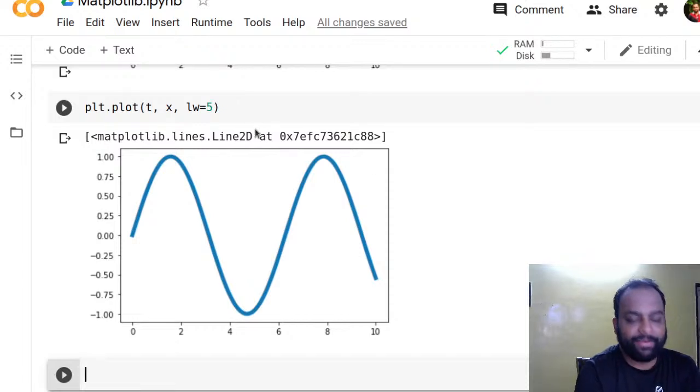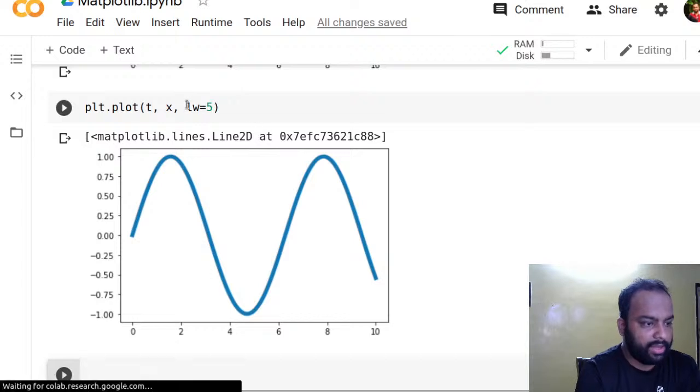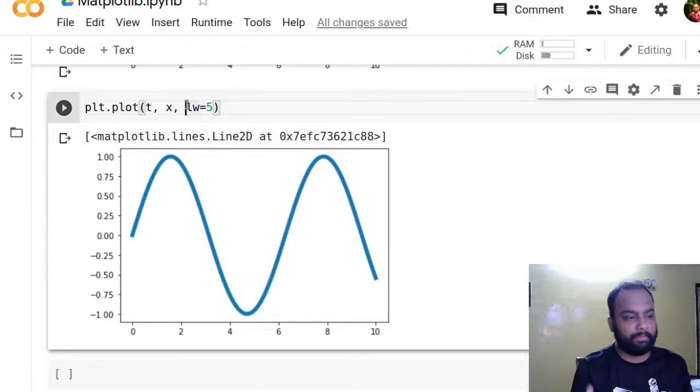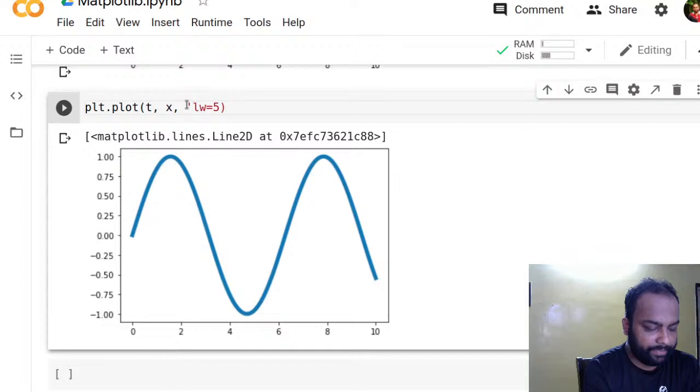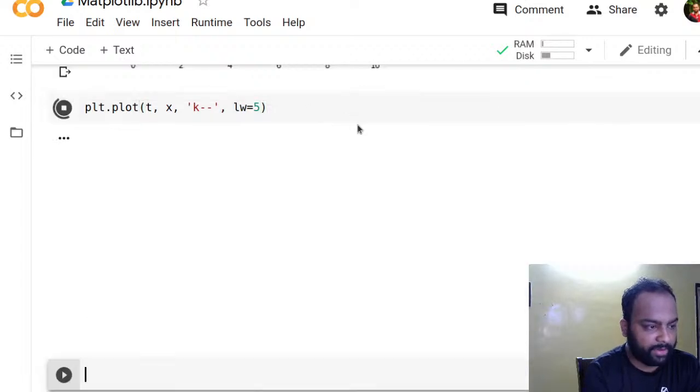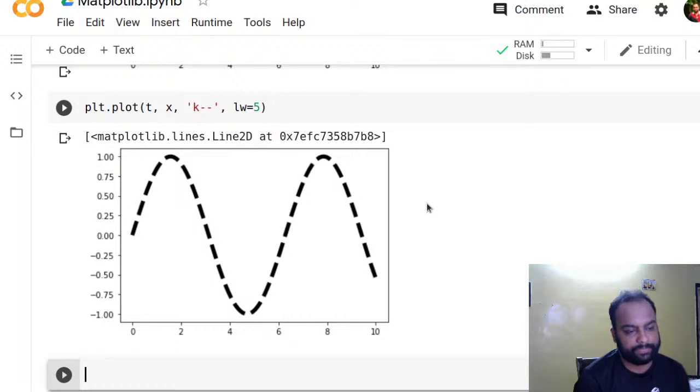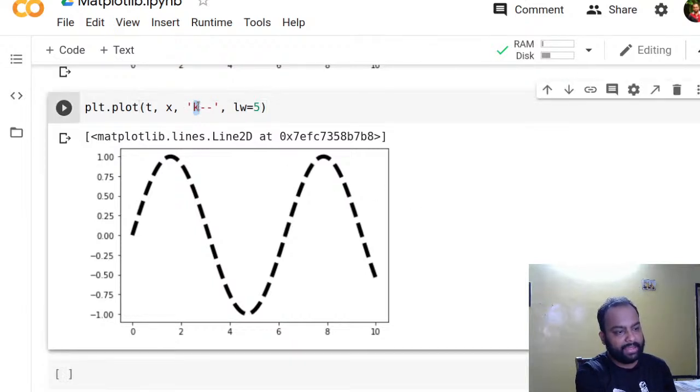Now we can combine everything. Let's make a black plot with dashed lines and make them as thick as 5 points, right? So this is denoting that I want the plot to be in black, this is denoting that I want dashed lines, and this is denoting that line width is 5.